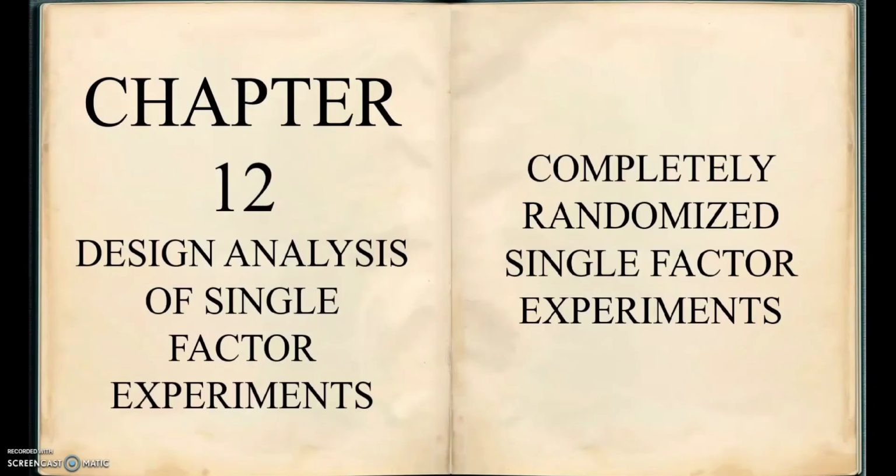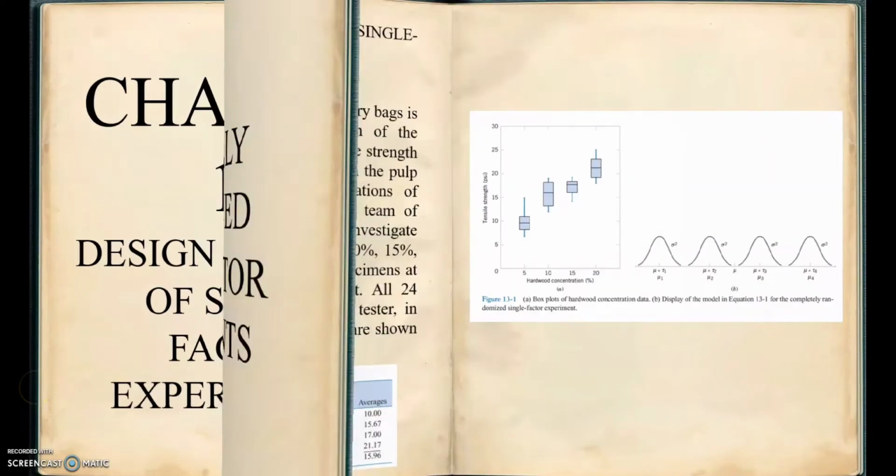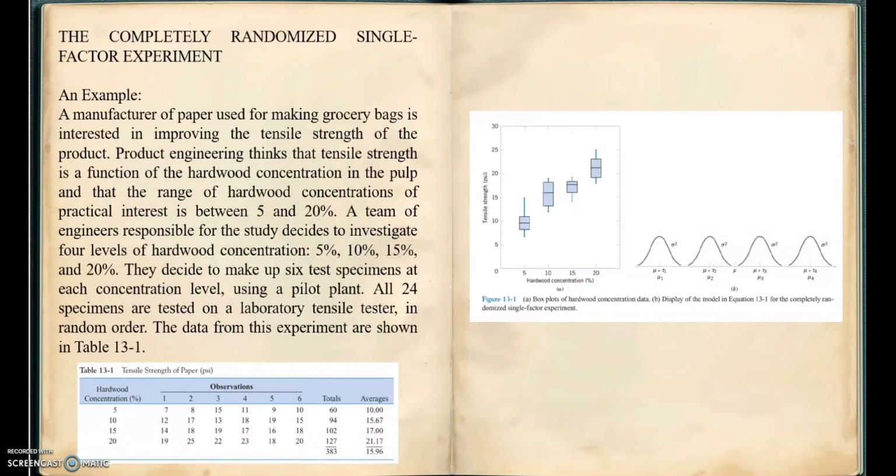Good day. So now, let's proceed to our last chapter, chapter 12, the design analysis of single-factor experiment. First, let's have an example for the completely randomized single-factor experiment. A manufacturer of paper used for making grocery bags is interested in improving the tensile strength of the product.